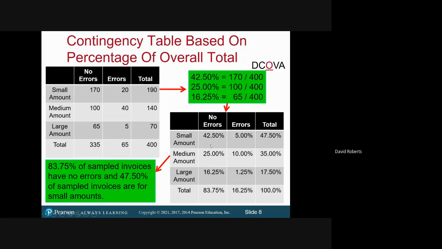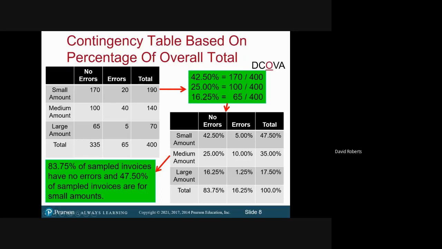So in this particular case, 42% have no errors, and they belong to small invoices, 25 to medium, and 16.25 to large. So in total, 83.75% of the invoices do not have errors, and the 16.25% do have errors.